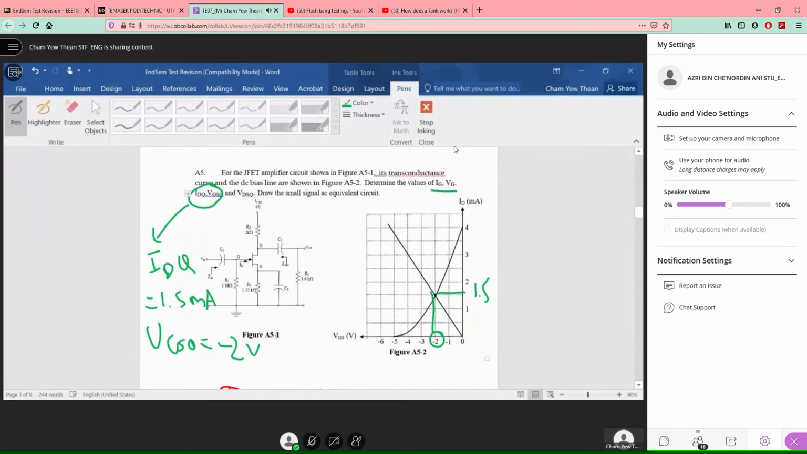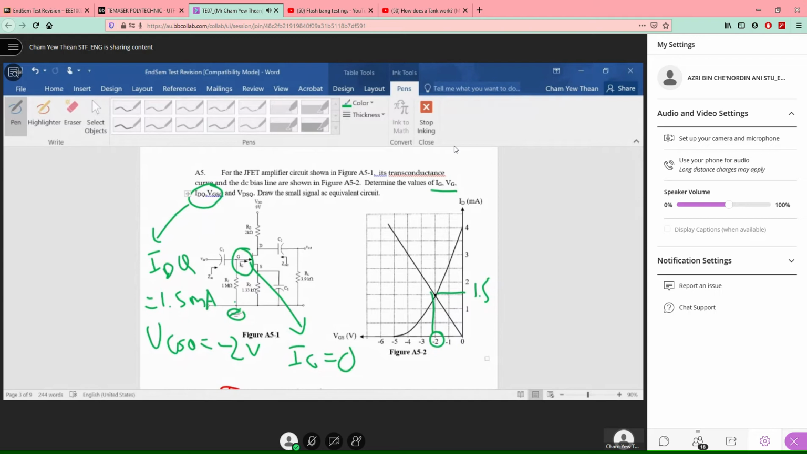What about IG and VG? You know very well, class, that because the input impedance of the gate of the JFET is very, very high, close to infinity, your gate current is close to 0. IG is close to 0. So that's your answer. Then VG, because your IG is 0, and you notice that the ground is attached here, it means that your VG with respect to ground is also what?